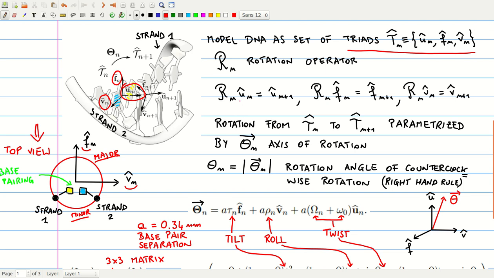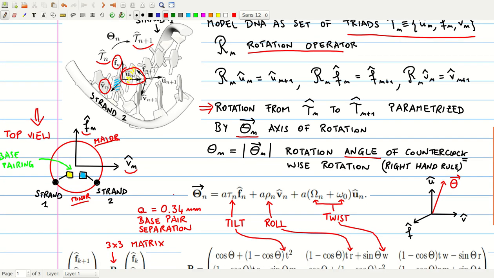A given conformation of the molecule is described by a set of rotations. Given the triad T_n at base pair n, the rotation maps it into the triad T_{n+1} at base pair n+1. There are several different ways to parameterize a rotation. Here we use a rotation axis, indicated by a vector theta. The length of this vector is the rotation angle in radians. A small length of theta means a small rotation angle.